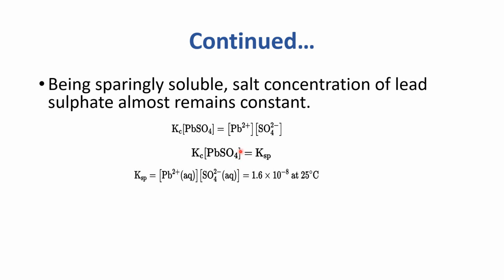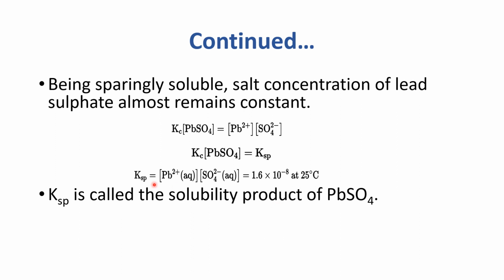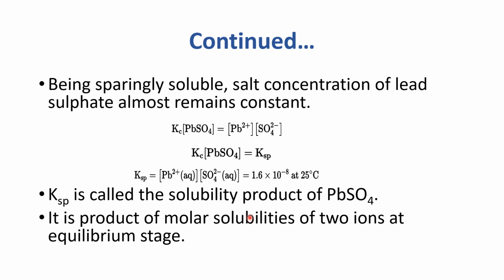So Ksp equals the product of ion concentrations, equal to 1.6 into 10 raised to power minus 8 at 25 degrees Celsius. So Ksp को हम कहते हैं solubility product of lead sulfate. It is the product of molar solubilities of two ions at equilibrium stage.